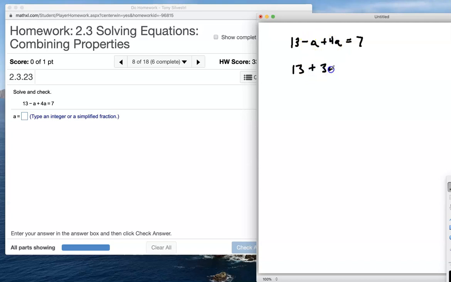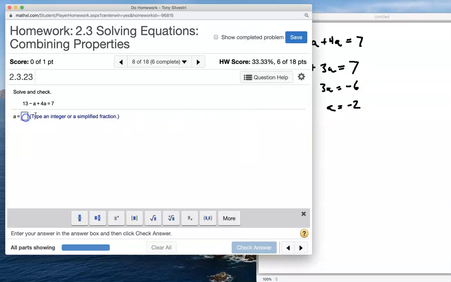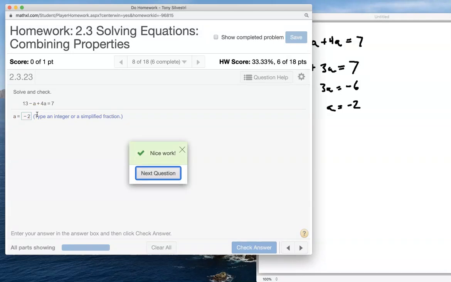Now we got one variable on that side, which is nice. So in order to do this problem, it looks like everything else we did. We're going to subtract 13, leaving you with 3a. So subtract 13 on both sides. I'm going to have a negative 6 when I subtract 13 from 7. And then when I divide by 3, I get negative 2. I'm going to put a negative 2 in there. Hit enter. And that's all we get.